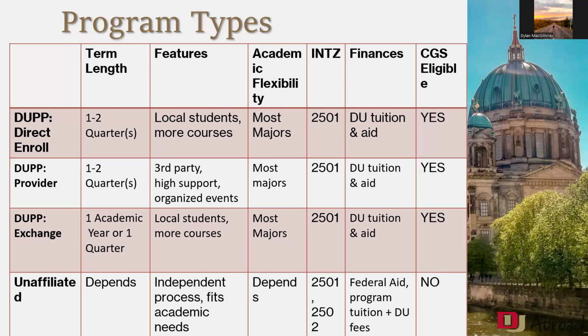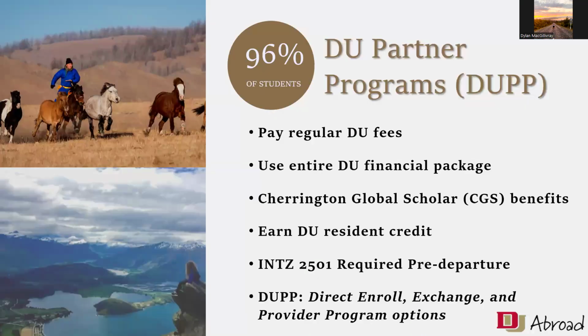So let's break it down a little bit. First of all, we have DU partner programs. And like I said, there's three types of those. There's the direct enroll, there's the exchange, and there's provider programs. What's great with DU partner programs is that we have about 100 program options all over the world that we have a formal arrangement with. And most students will choose this option, about 96% of students.